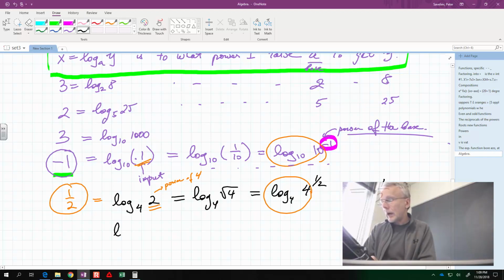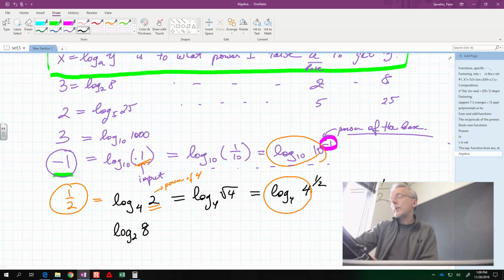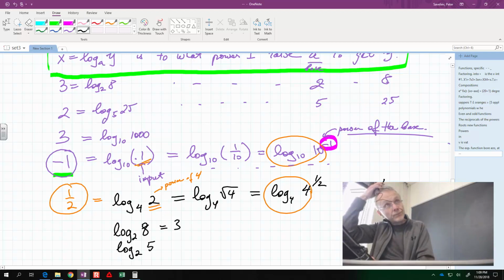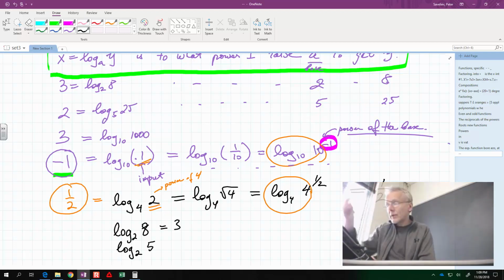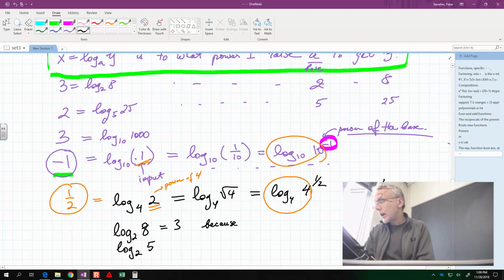Let me write this again. Log base 2 of 8 is equal to 3. What is log base 2 of 5? Log base 2 of 8 is 3 because 2 cubed is equal to 8. So knowing exponents and powers well allows us to sometimes remember or guess or recognize logarithms. That's what that line tells us.